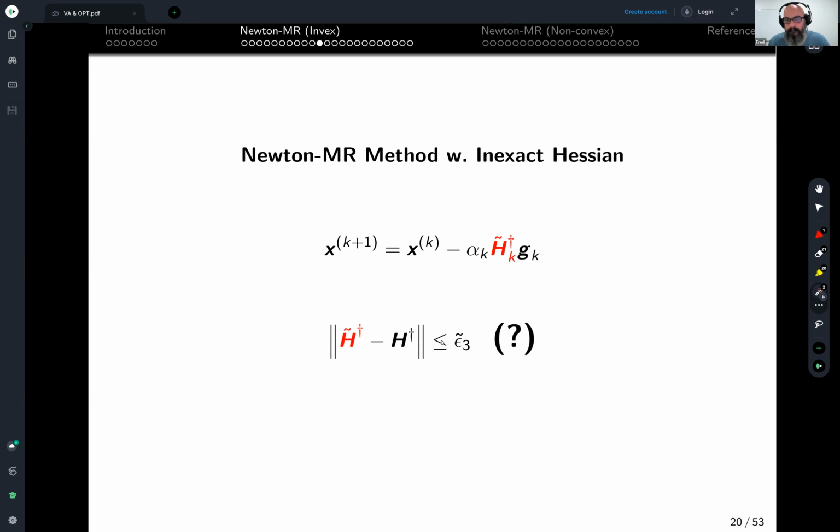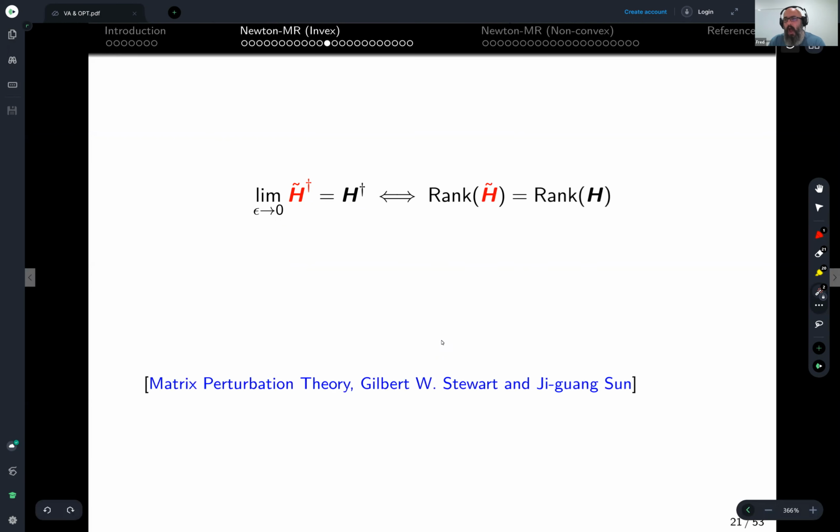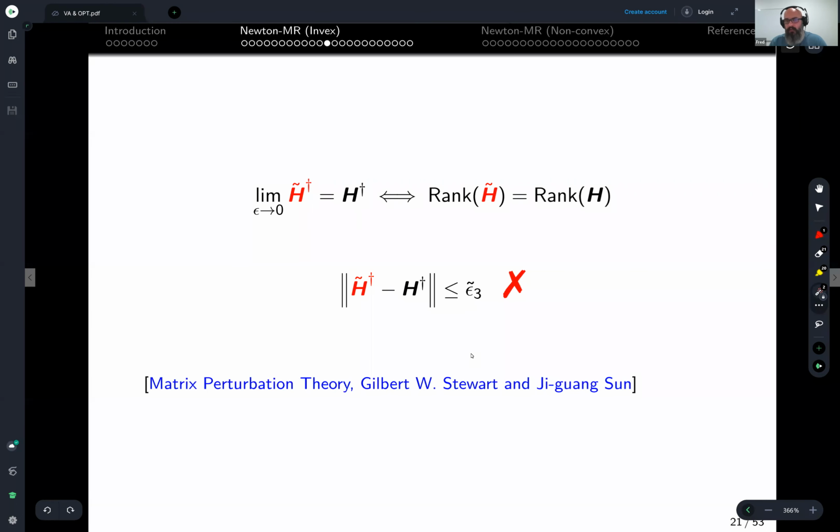Do we have that? Because H dagger is close to H, does that also imply H dagger is close to H tilde dagger? Well, it turned out that the pseudo-inverse operation is actually a discontinuous operation unless you can guarantee that the rank of your approximate matrix is exactly the same as your true matrix, which is obviously a very strict assumption to make, because most often when you add a little bit of noise to a matrix, the rank will definitely change. Most often, for example, it increases. So we could not hope to get a condition on the pseudo-inverse. So that we could not do.